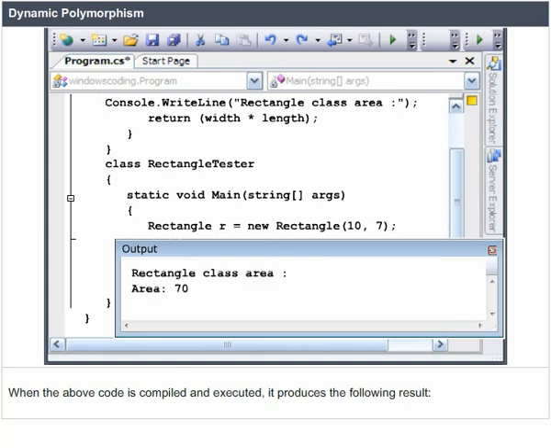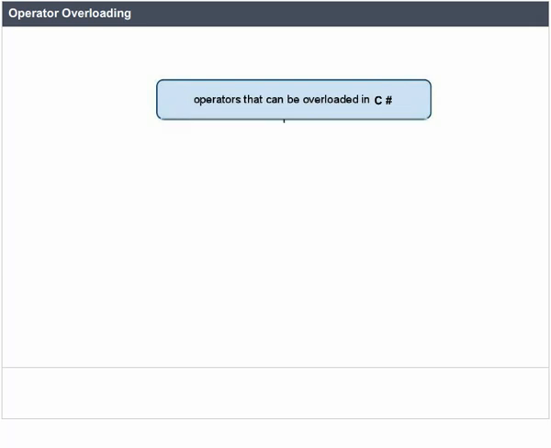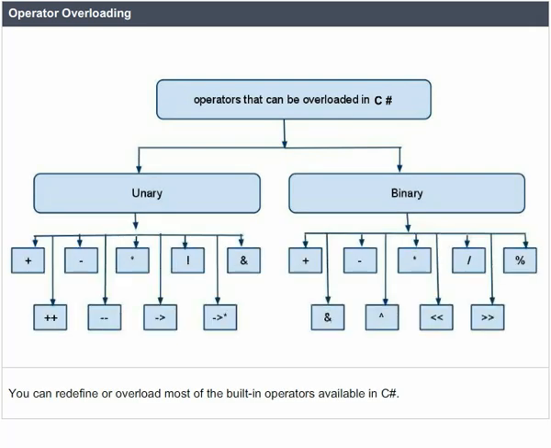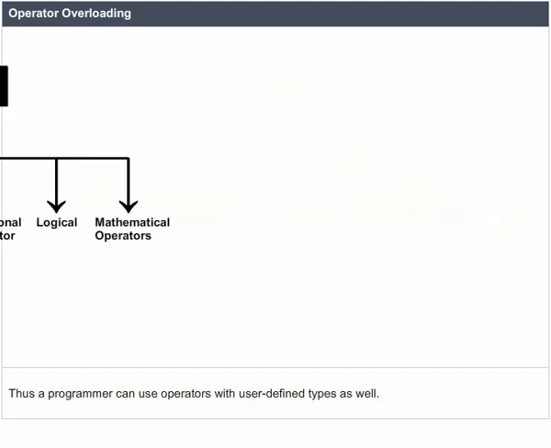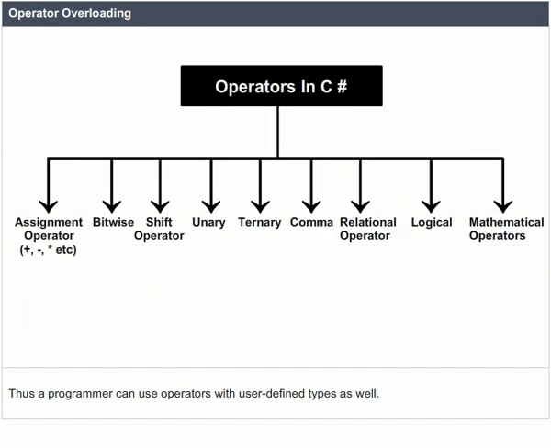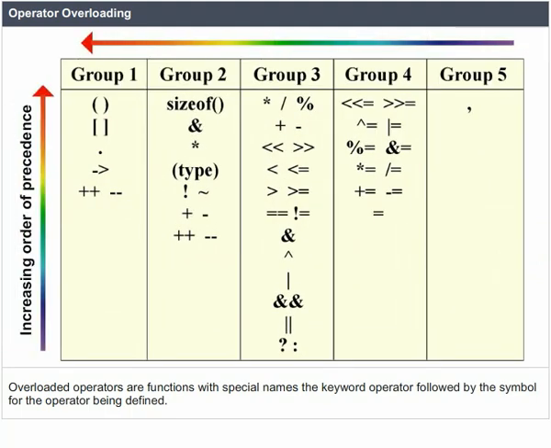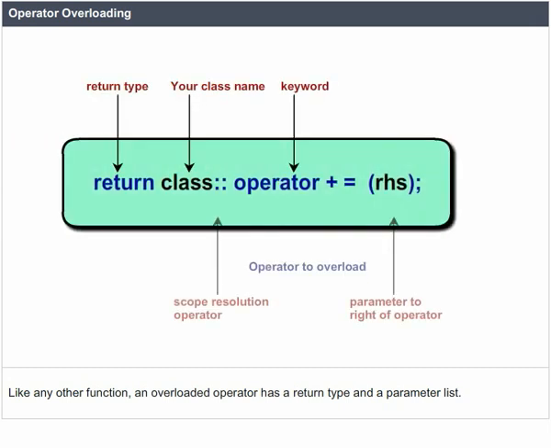Operator overloading. You can redefine or overload most of the built-in operators available in C#. Thus, a programmer can use operators with user-defined types as well. Overloaded operators are functions with special names: the keyword operator, followed by the symbol for the operator being defined. Like any other function, an overloaded operator has a return type and a parameter list.